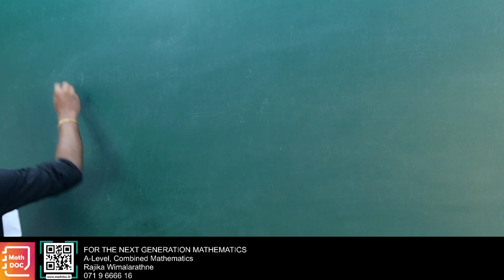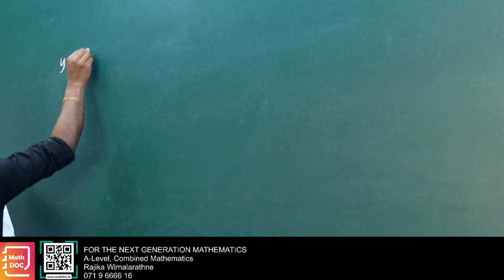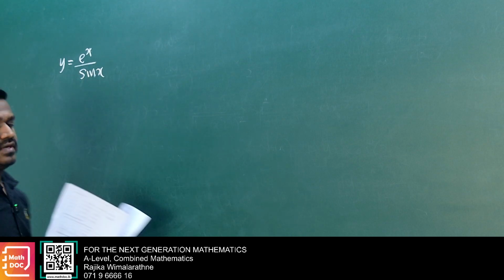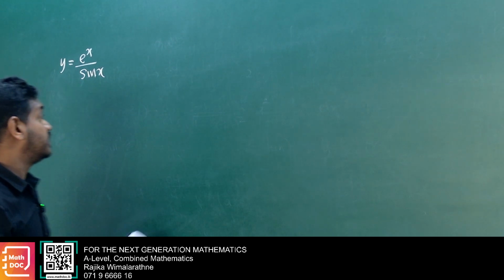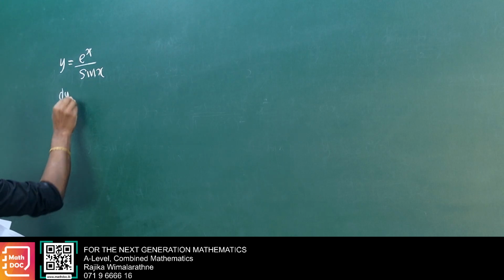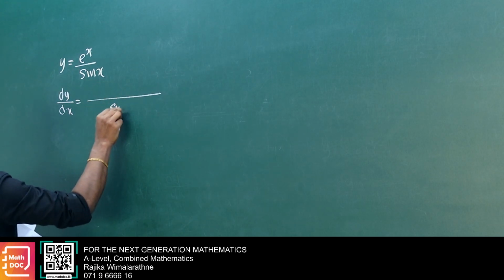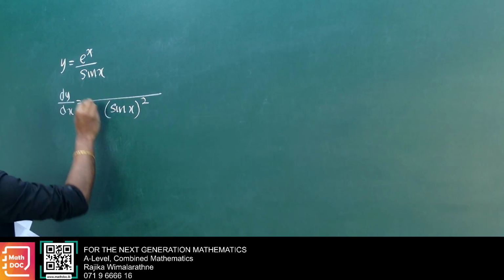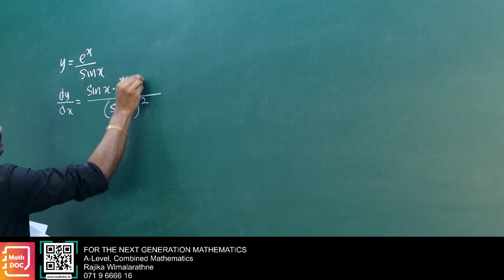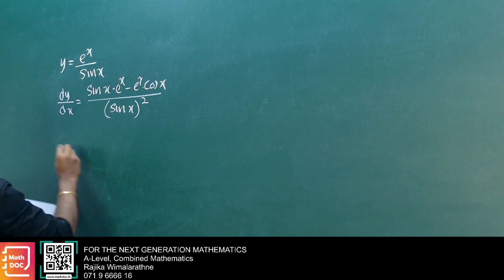Y equals e to the power x over sin x. Now it is a division. Apply the quotient rule. dy by dx is the denominator square, denominator times derivative of numerator minus numerator times derivative of denominator.